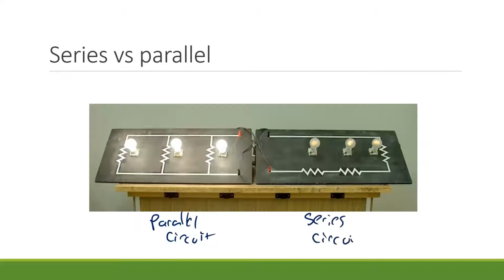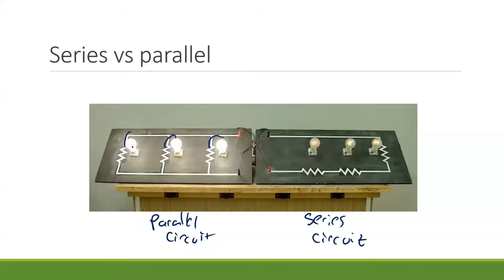Can someone tell me really quickly how I can tell the one on the left is a parallel circuit? How did I know that? Separate branches. There are separate branches. Good word. I actually did not use that word. Separate branches is a good point. That's exactly what's going on here. We've got branches branching off.